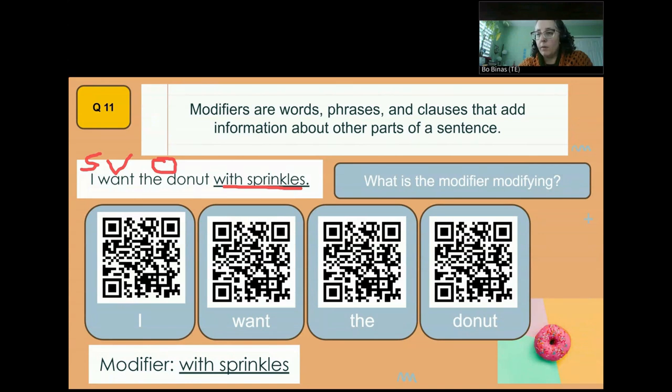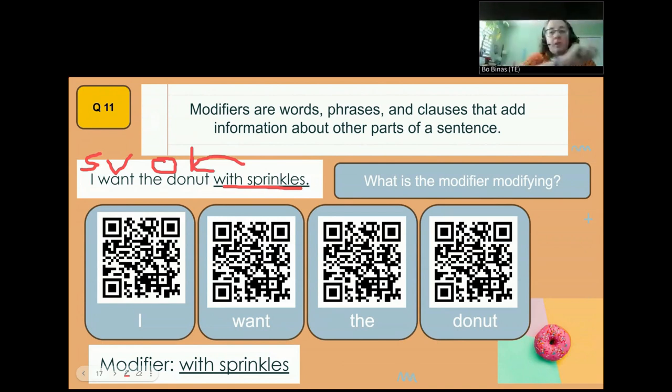Everybody. Edwin, Iris, Sana, Adrian, Aubrey. Okay. So remember, modifiers add information to whatever they're closest to. So what is the modifier closest to in the sentence? It's closest to donut. It's literally right next to donut.